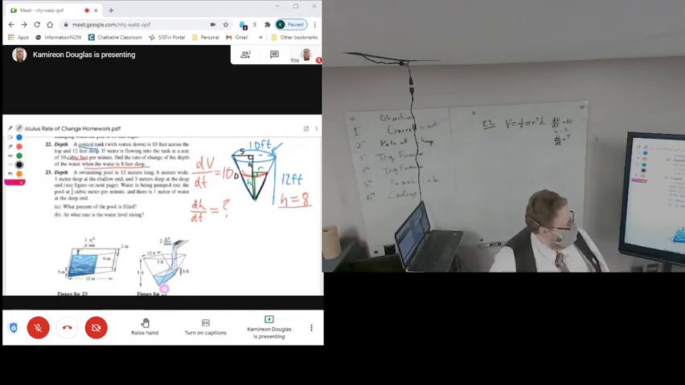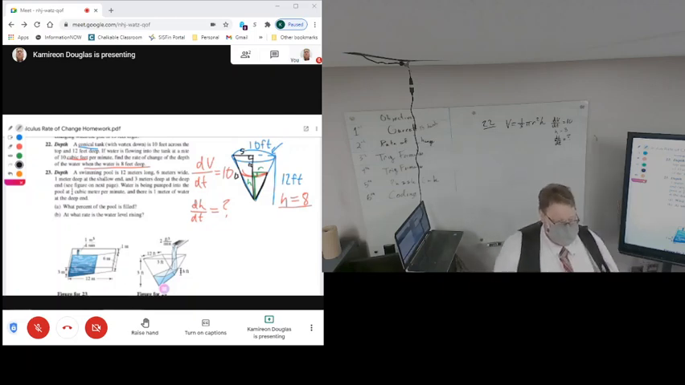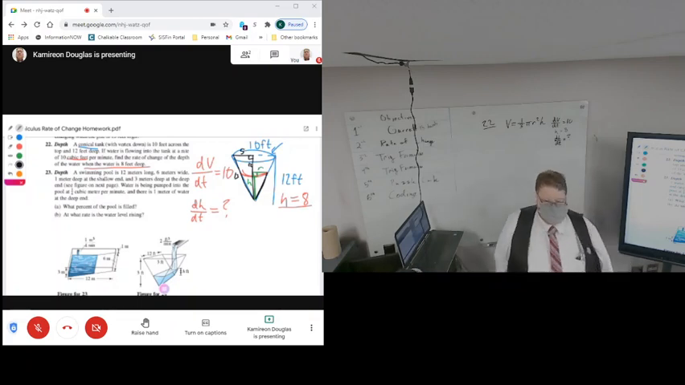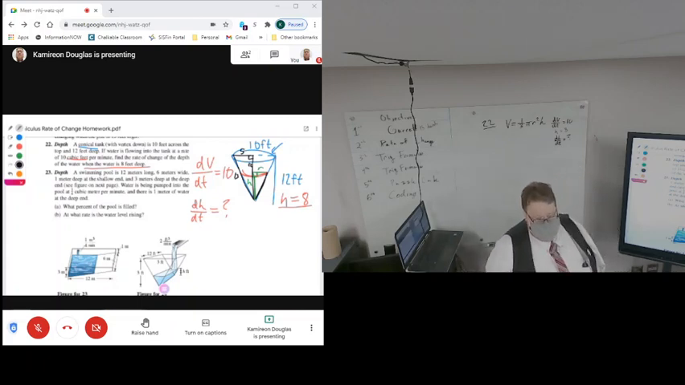So take a look at the picture. I need a relationship between R and H. At a specific height, 8? No. Yeah. It'd be 3, 1/3. That's close.